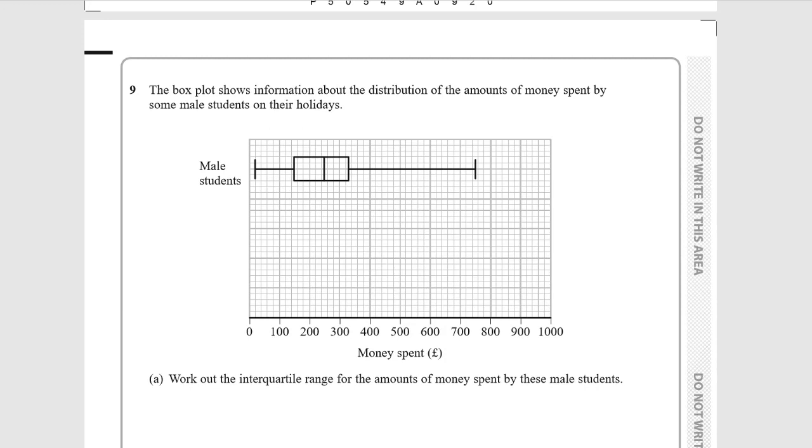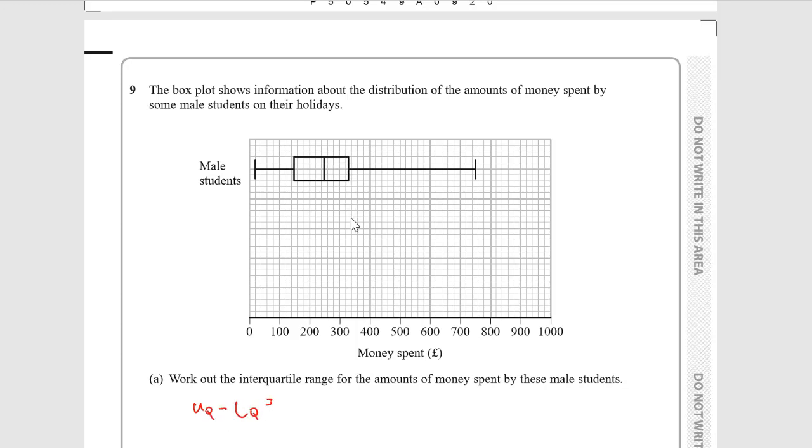Question 9. It says the box plot shows information about the distribution of the amounts of money spent by some male students on their holidays. Work out the interquartile range for the amounts of money spent by these male students. So interquartile range is just basically the upper quartile minus the lower quartile.